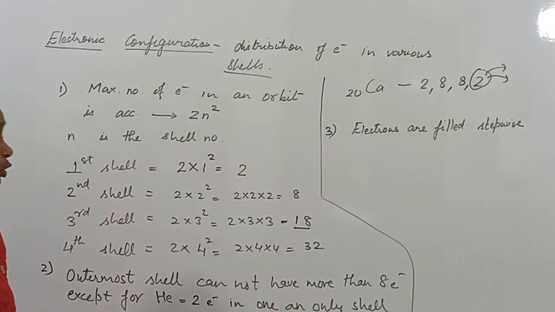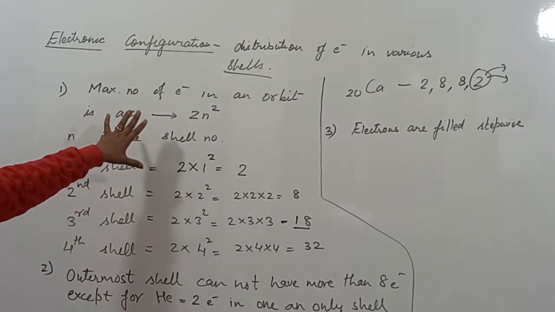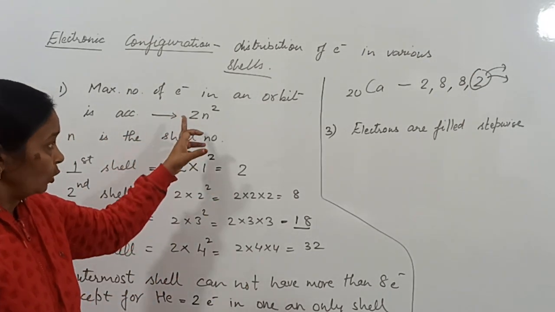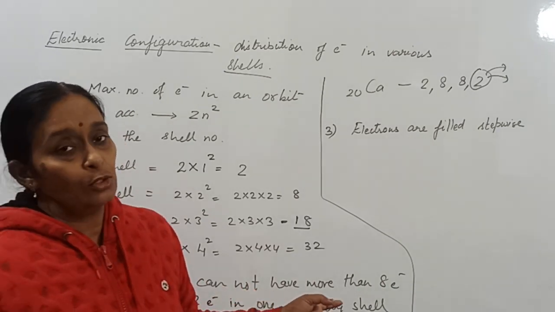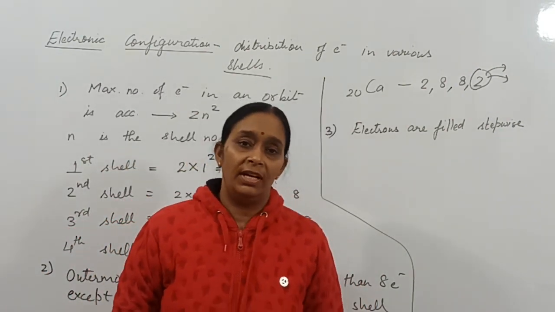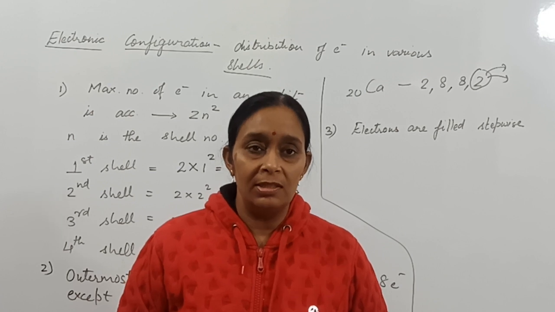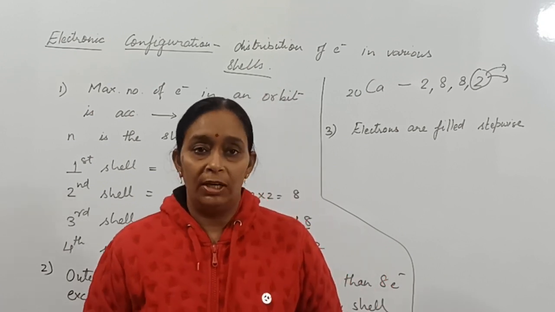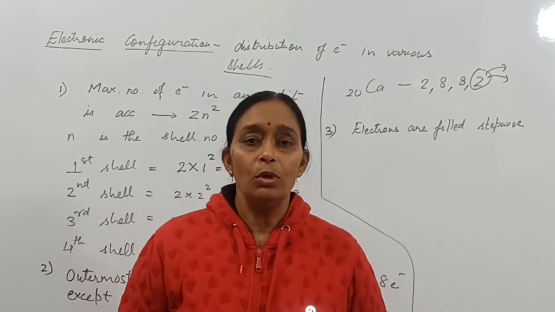So these are the two main rules: fill the electrons according to 2n square, and not more than 8 electrons in the outermost shell so that the atom can become stable. This is the electronic configuration of an atom. You can practice various atoms with their number of electrons, filling in the various shells. I'll give you some questions, you can practice according to that.